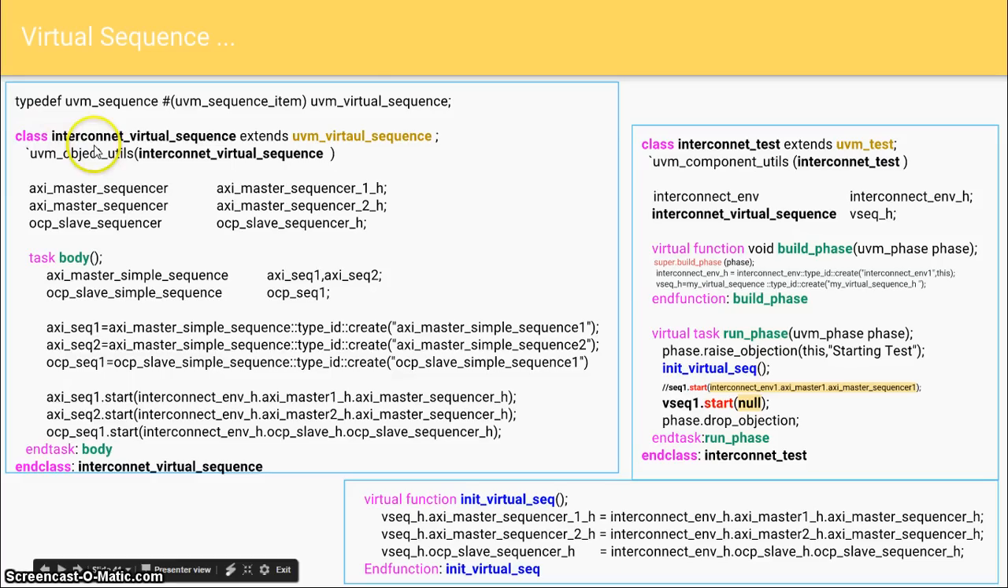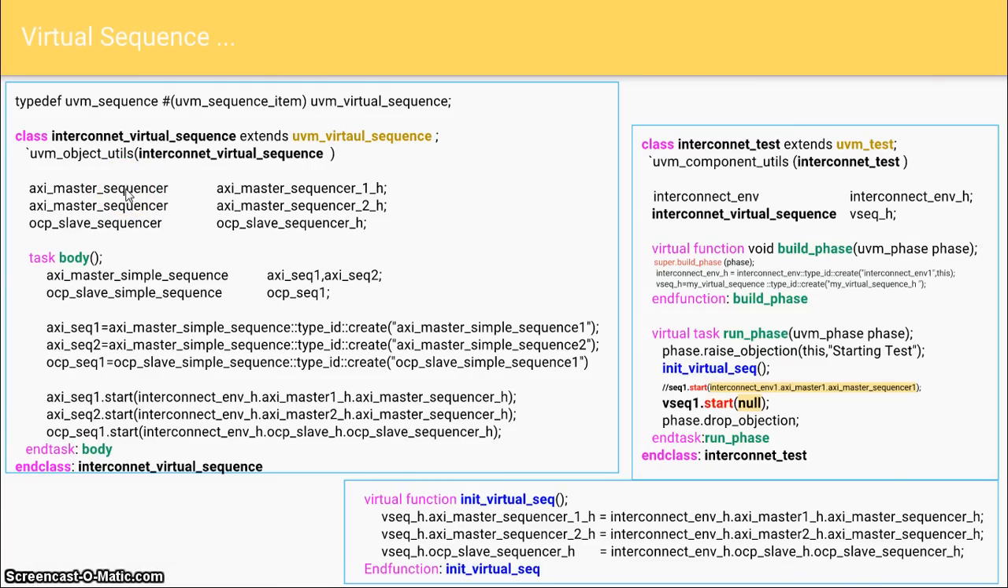Now in the virtual sequence that we are going to define, we will be defining a class interconnect virtual sequence, which is extending from the UVM virtual sequence. There is no such class existing called UVM virtual sequence, so you have to add a typedef like this, which is casting the UVM sequence to the UVM virtual sequence. Next line is a factory registration macro.